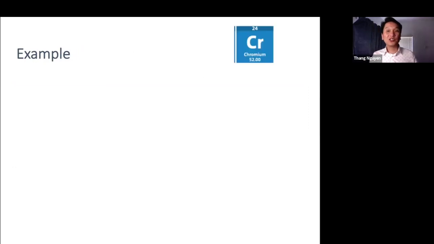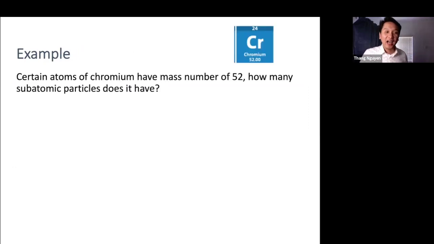Let's do an example. We have here our friend chromium. Certain atoms of chromium have a mass number of 52. How many subatomic particles does it have? Give me all of the subatomic particles and how many there are. The easiest one you should be able to decide is protons, right? How many protons do you think chromium has? Its atomic number, on top there, is 24, so it has 24 protons.